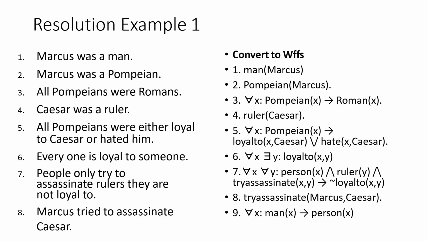Marcus was a man. Marcus was a Pompeian. All Pompeians were Romans. Caesar was a ruler. All Pompeians were either loyal to Caesar or hated him. Everyone is loyal to someone. People only try to assassinate rulers they are not loyal to. Marcus tries to assassinate Caesar.